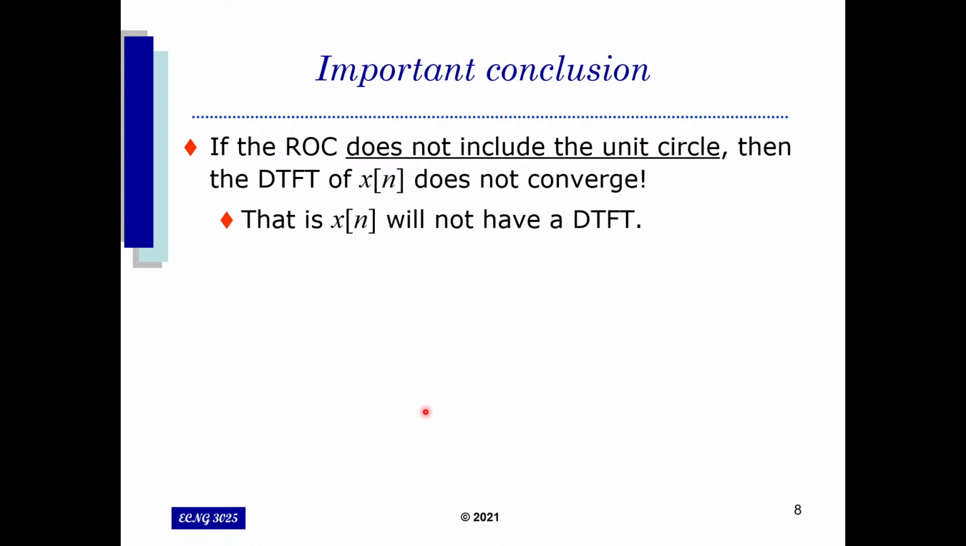Now, one thing to note is that if our region of convergence does not include the unit circle, then when you try to do the DTFT of x of n, there will be no convergence. So, as such, the DTFT of x of n will not exist.